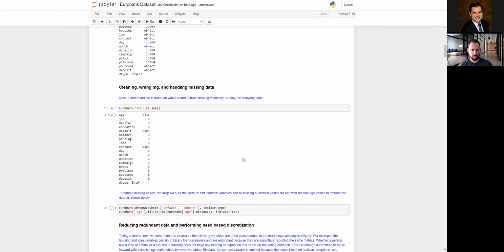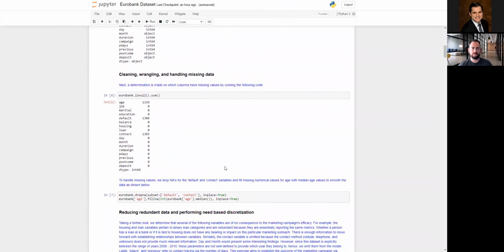In order to understand our data set, we had to figure out if there were any missing values. We identified that three of our variables had missing values. To address this issue, we replaced the missing values with the median for age, since it was the only numeric variable that had missing values. For default and contact, we eliminated the rows because there was no way we could gather that information. There were just a few rows that we had to sacrifice, so we eliminated them.